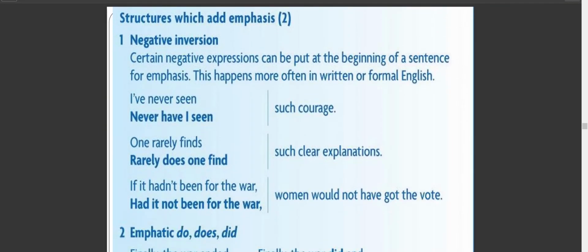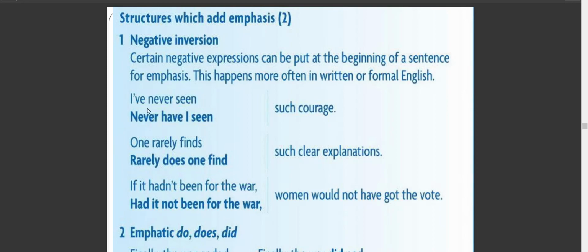Right? Structures which add emphasis: negative inversion. Certain negative expressions can be put at the beginning of a sentence. This happens more often in written or formal English. Never have I seen such courage.